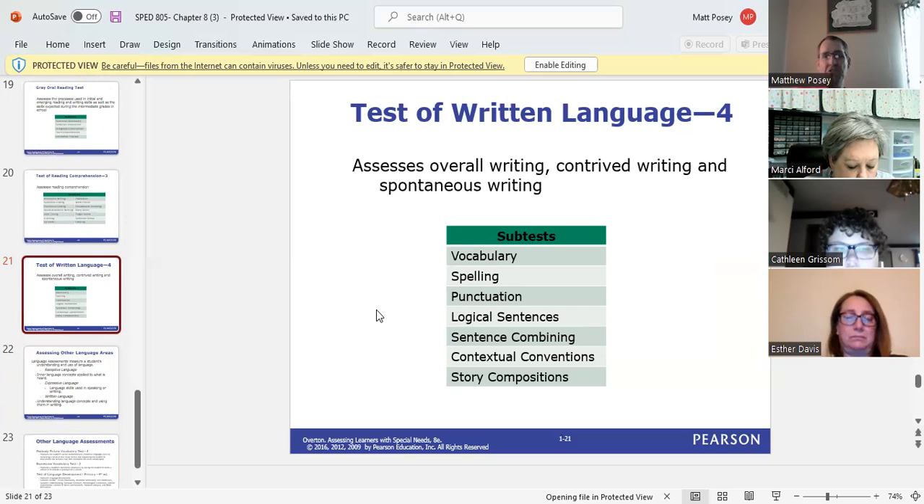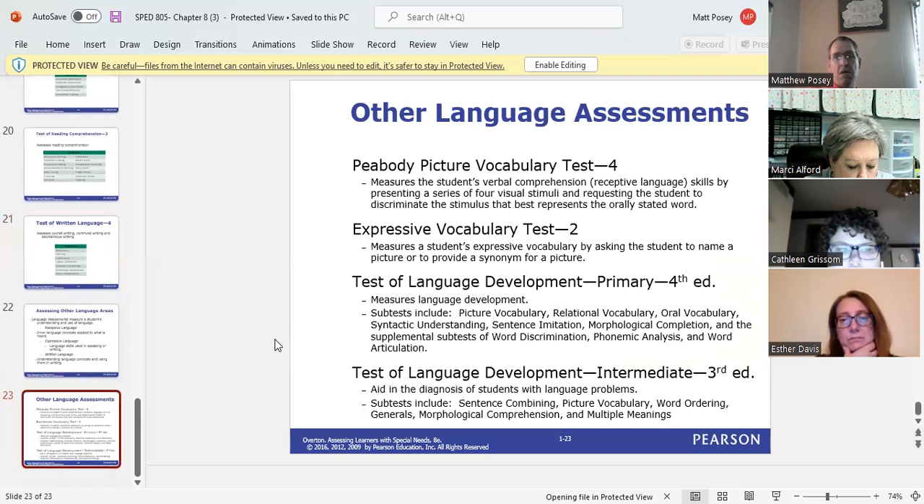Test of Written Language, looking at vocab, spelling, punctuation. A lot of that is looking for mechanical issues in their written expression and their ability to compose stories with vocabulary that's given to them. Other language types of assessment that we're looking at, you may see this used in correlation with speech pathologists as well when we're looking at language assessment.